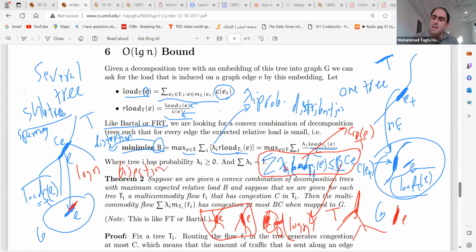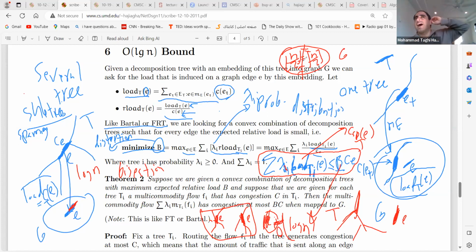And what is bisection? The bisection problem is that you are given a graph G and you want to divide it into exactly two parts, each of size floor of n over two and ceiling of n over two, or exactly n over two if n is even, such that the sum of the edges in between is minimized.